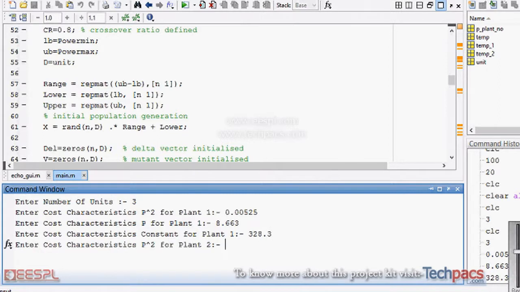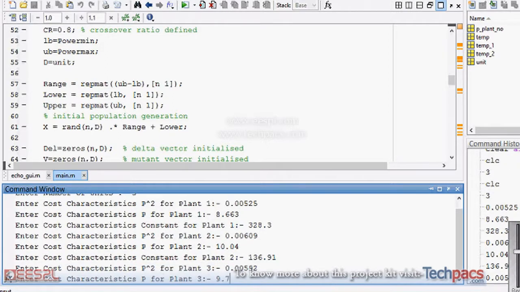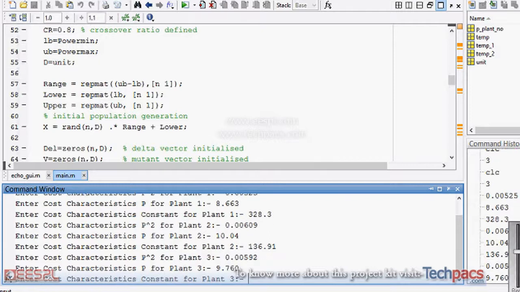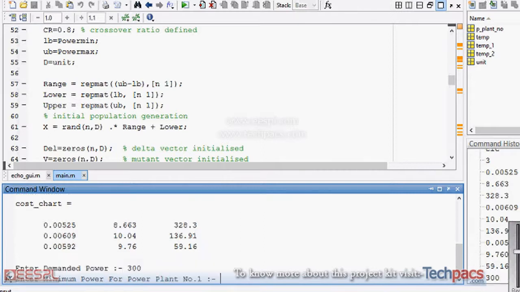Similarly for power plant 2, it is 0.00609, then 10.04, then 136.91, and for power plant 3, it is 0.00592, 9.760 and 59.16. So these are the cost characteristics. Then the demanded power taken in that particular problem was 300 megawatt. So I am entering that.